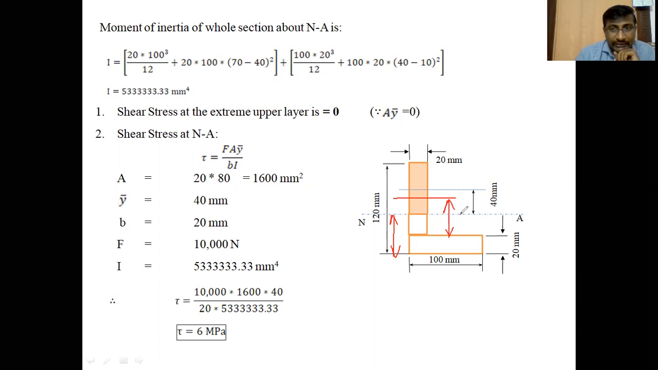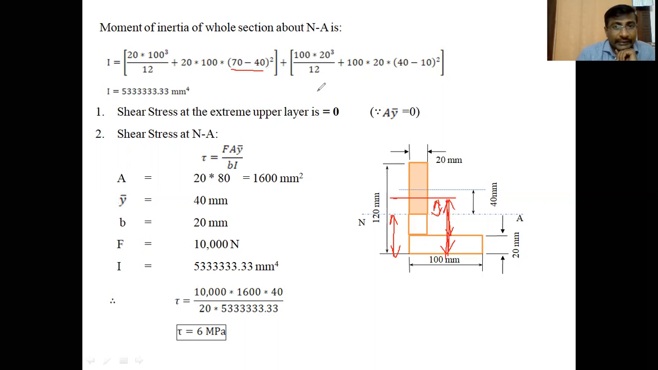from the neutral axis, how much distance is it? This is 50, this is 20, total 70 from the bottom. The center of gravity of the vertical member is 70 mm from the bottom face. The neutral axis distance from the bottom face is 40 mm. So 70 minus 40 gives the distance between these two axes, which is 30 mm. So 70 minus 40 whole squared, the distance between two axes squared, A y squared.